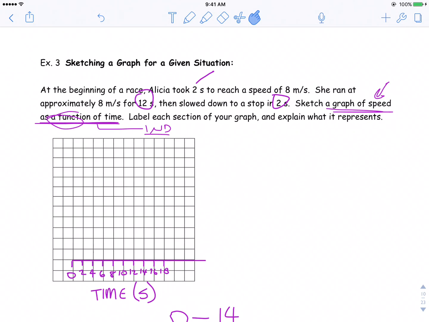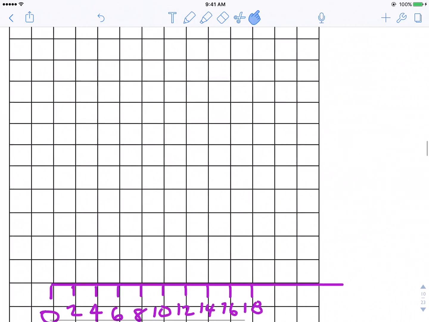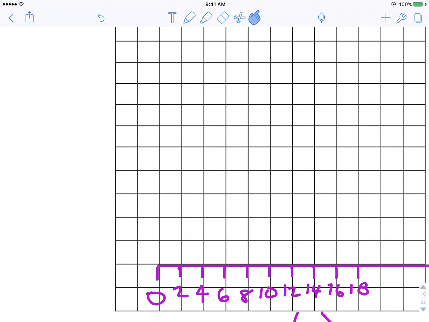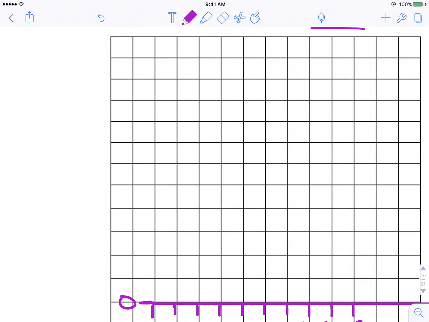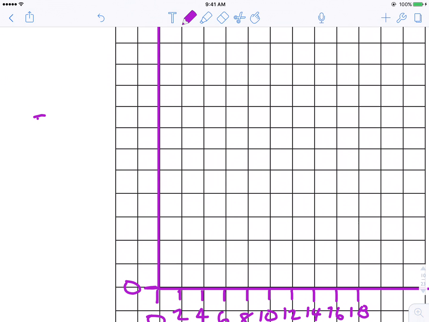Now we look at the other, our speed. Our speed, again, if she's starting a race, has to start at 0, so that's a given. This is going to be our vertical axis. It's going to run this way. And in a moment we'll figure out what we need the scale to look like, but we first need our label. It's our speed. We need our units, meters per second.